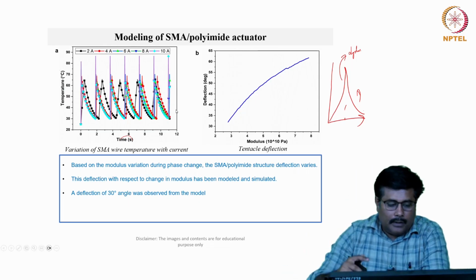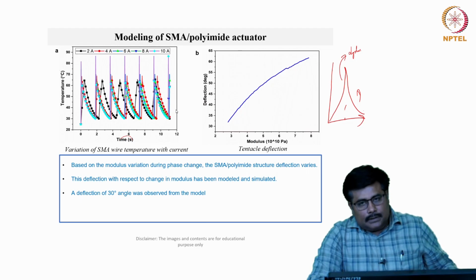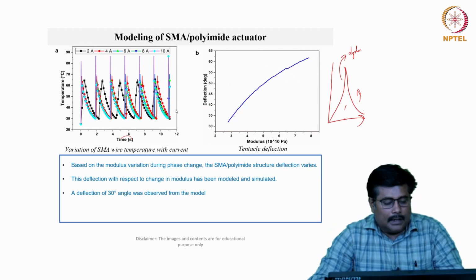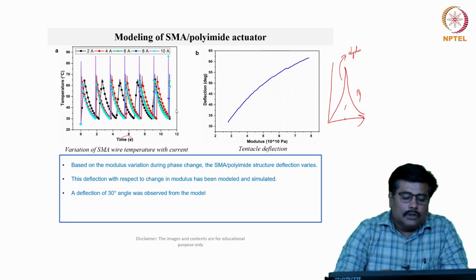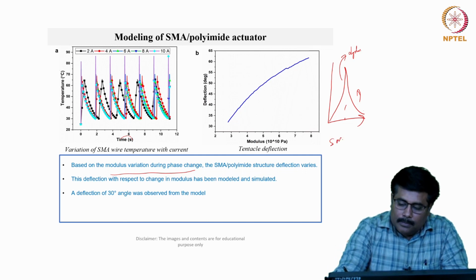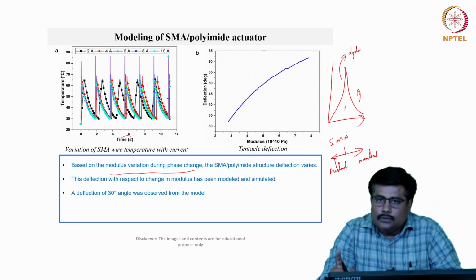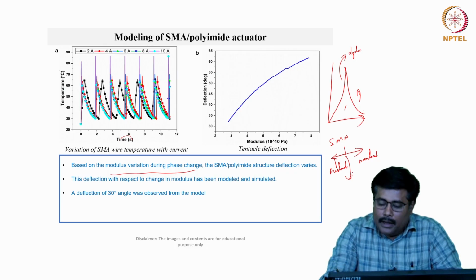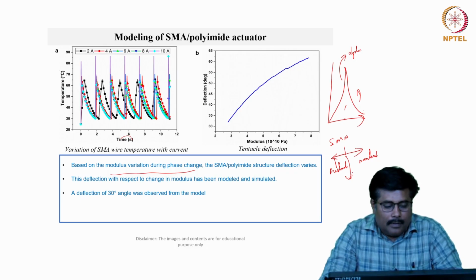So when we try to look into the overall variations, the parameters which affect this particular tentacle movement are based on the modulus variation during the phase change. We all are aware of the type of SMA phase change. Basically it is a switching between the austenite and the martensite kind of structure. So switching between this austenite and the martensite structure will highly cater the overall actuation behavior.